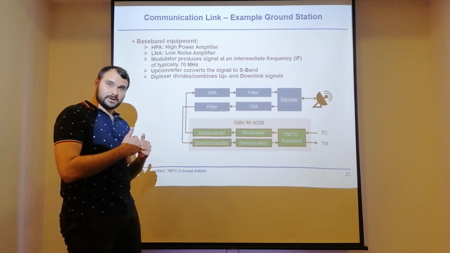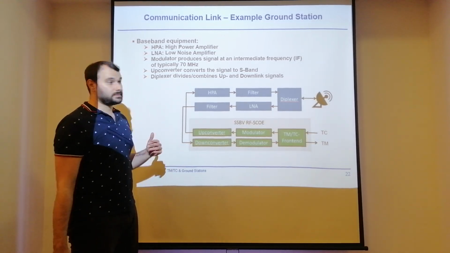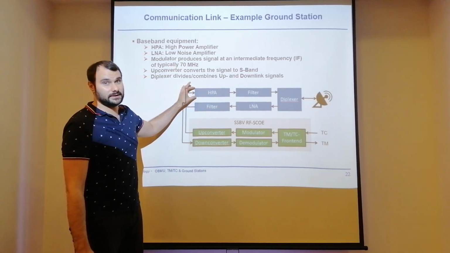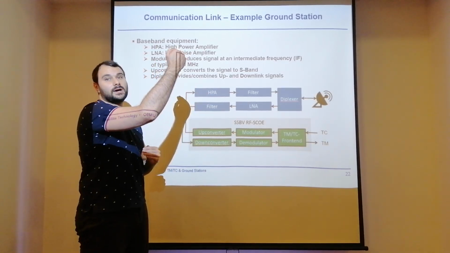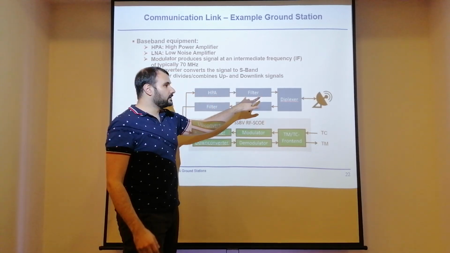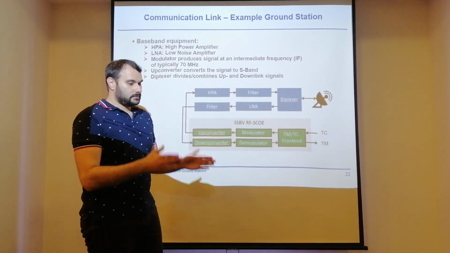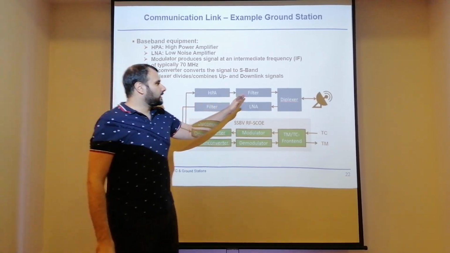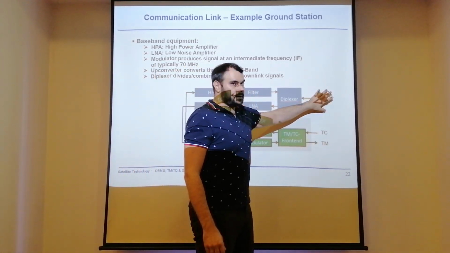But since you have to account for the free space loss and all the other disturbances, you have to increase the power level, and that's why I use the high power amplifier here. So now you tremendously increase the output power. You have a filter to transmit only the signal you want to transmit, and then you feed it via a diplexer into your antenna.